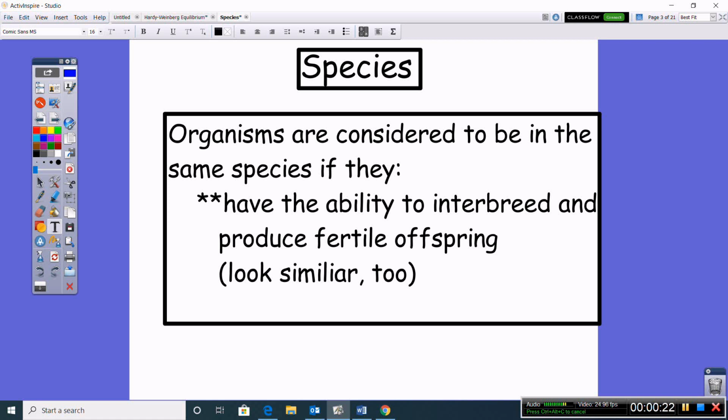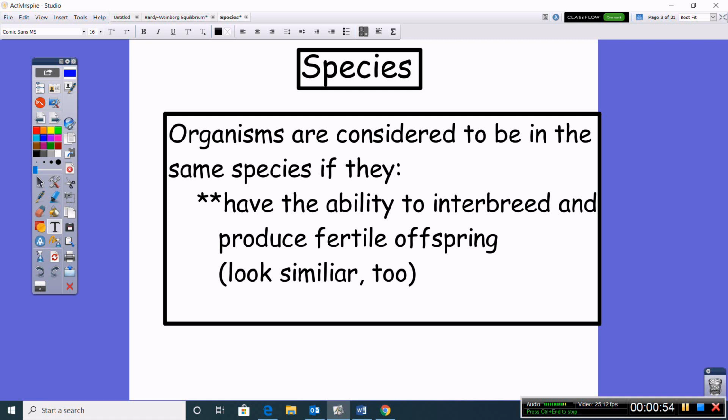So what you see here, this is the biological definition of a species. There's many different ways that a species can be defined, but this is the one that you need to know. It says organisms are considered to be in the same species if they have the ability to interbreed and produce fertile offspring. We do expect that they would look similar too, but notice that that's not a key part to the definition. The key thing is that they have the ability to interbreed and produce fertile offspring.